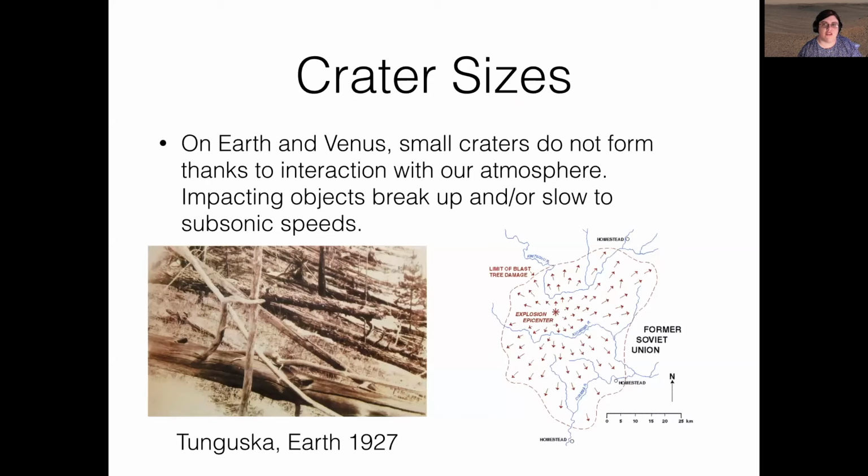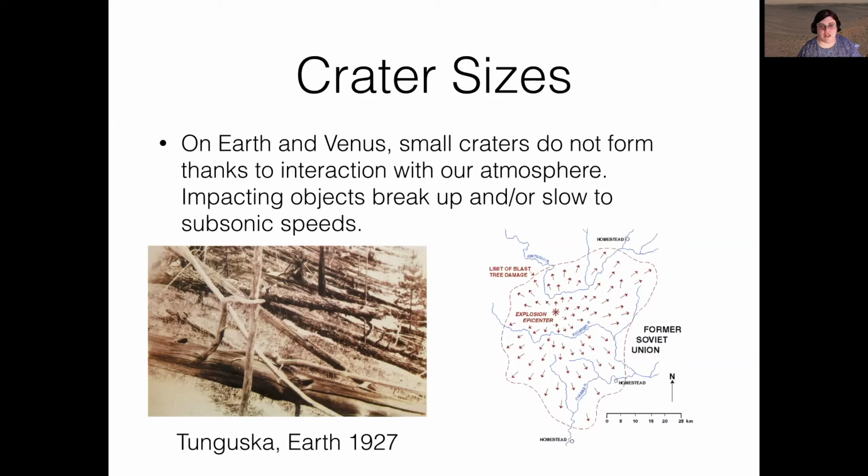Now, for crater sizes, on Earth and Venus, we don't get small craters because we have thick atmospheres. Mars's atmosphere is pretty thin, so while really small stuff like dust grains can be stopped, even relatively modestly sized stuff will make a crater on Mars. On Earth, anything smaller than maybe 1 kilometer will break up in the atmosphere.